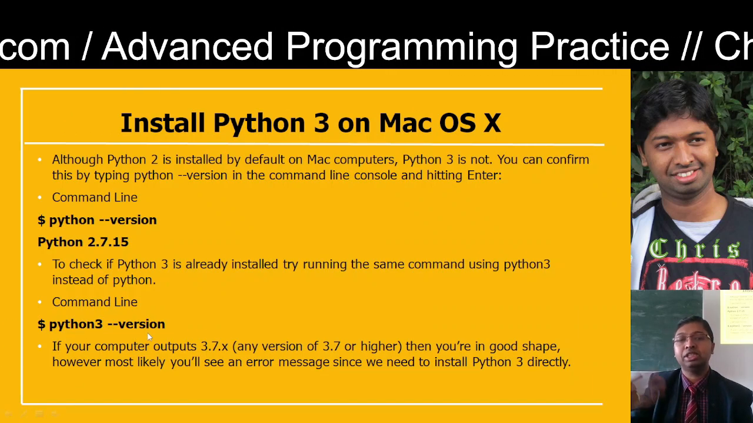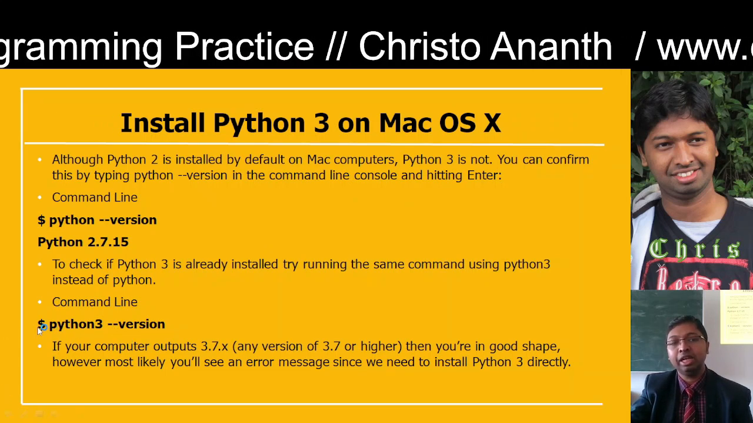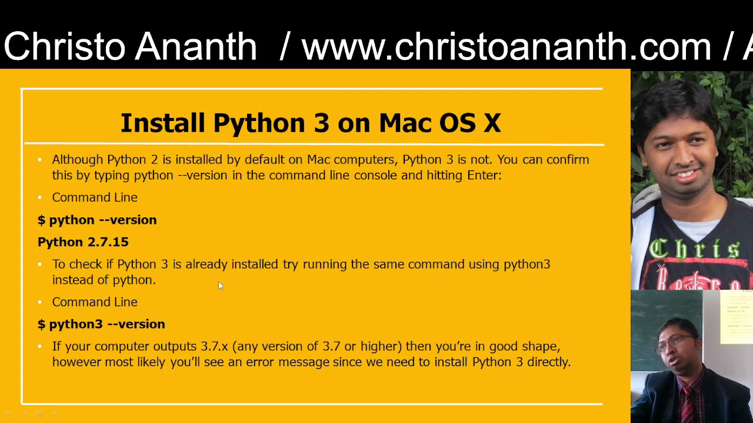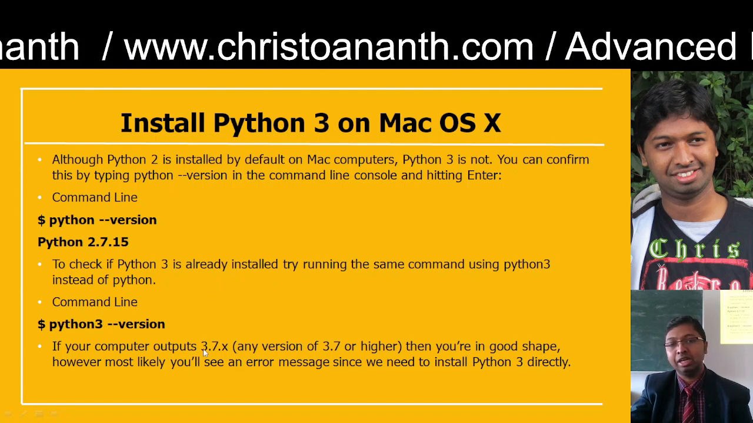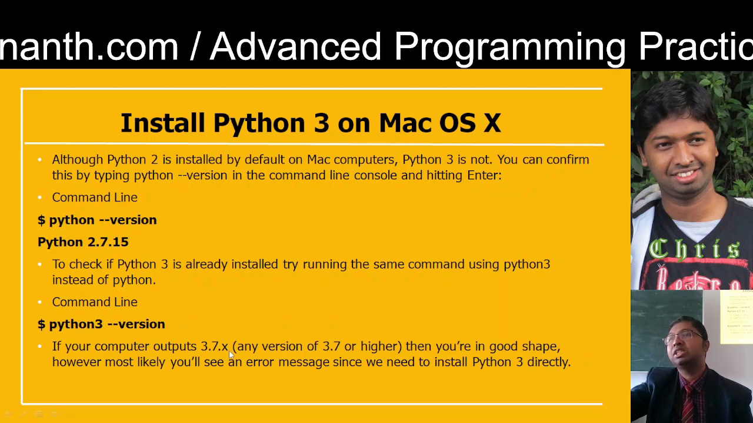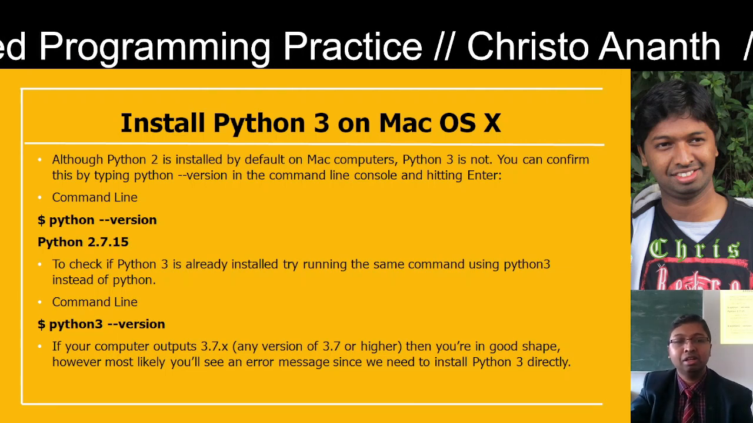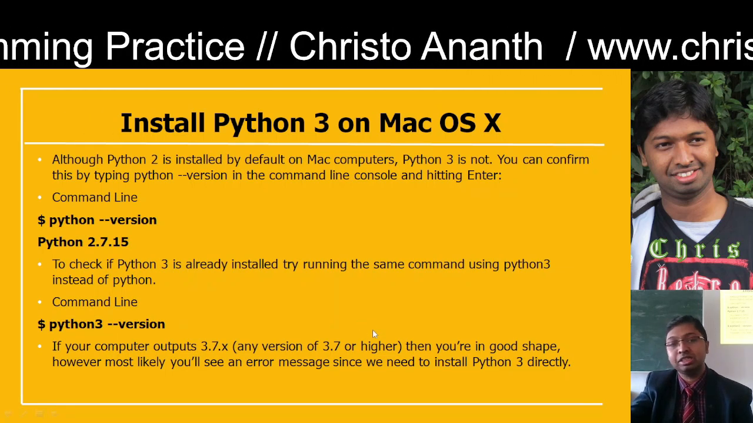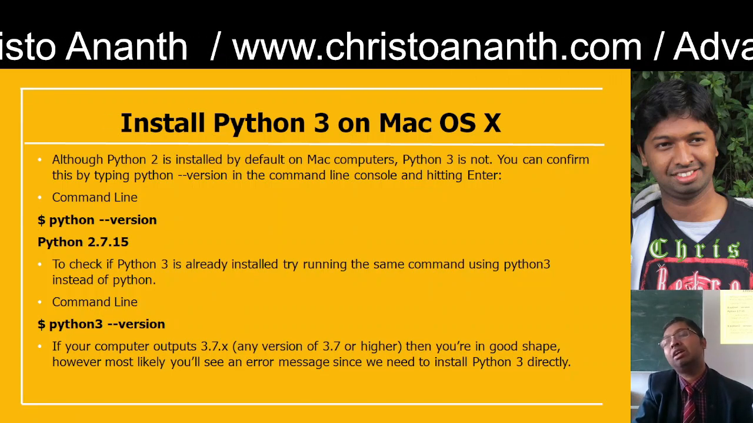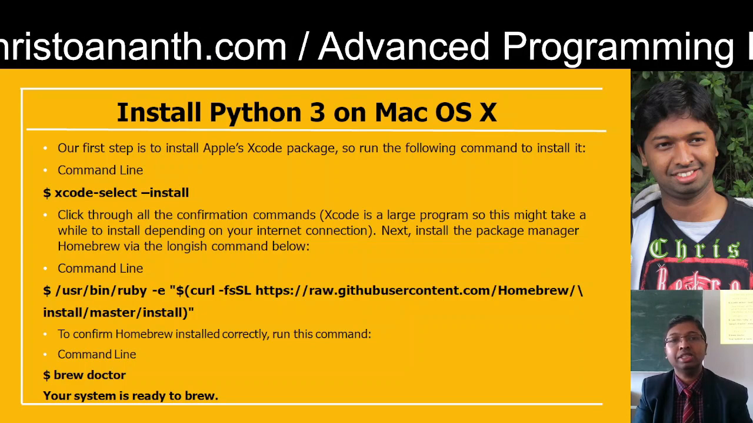Maybe you can check whether Python 3 is already installed or not. So maybe $python3 --version. If your computer displays a result like 3.7.x, maybe 3.7.3 or 3.7.10, that means it's very good. Otherwise, if it is not installed, you will get an error message telling you to install Python 3 directly.